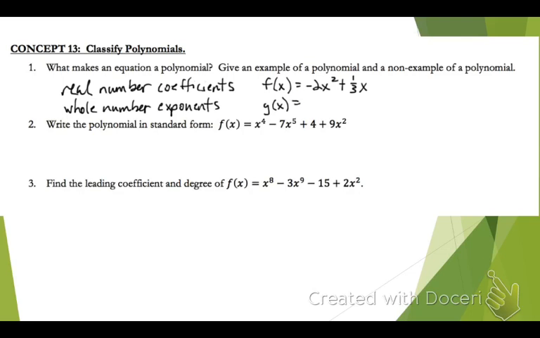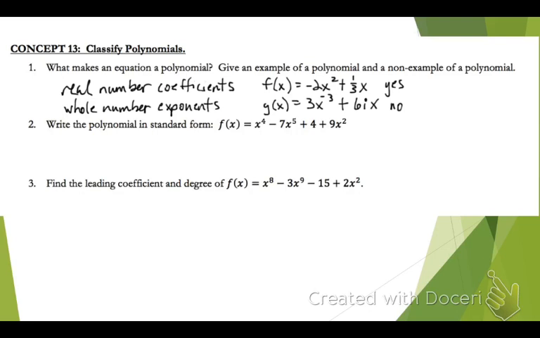A non-example might be, let's do an exponent that isn't a whole number, so 3x to the negative third power. And then a coefficient that's not a real number would have an imaginary unit, an i, by it. So this is not a polynomial, and this one is.